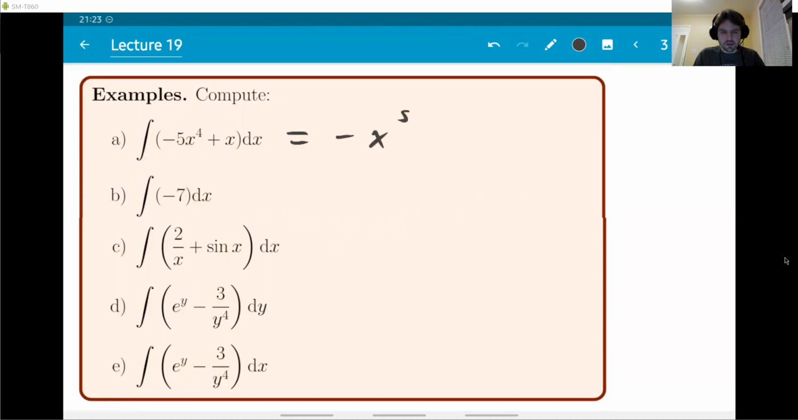You should agree that's x to the 5 because of the power rule. Because when you differentiate x to the 5, that's exactly what you get, 5x to the fourth. And I'm adding a minus sign in front because there was this minus sign in front.